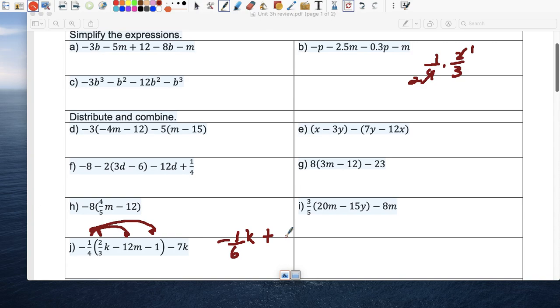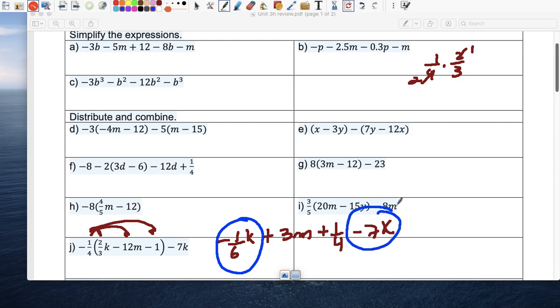Negative 12 is going to be positive, first of all, and then it's going to be 3m. And negative 1/4 times negative 1 is just going to be plus. And again, you can leave it as 1/4, or you can leave it as 0.25, and I guess in this case we can leave it as a fraction. And minus 7k. Can I combine anything? Yeah, only these two guys are alike. So we get negative 7 minus negative 1/6, so that's just going to be negative 7 6k plus 3m plus 1/4.